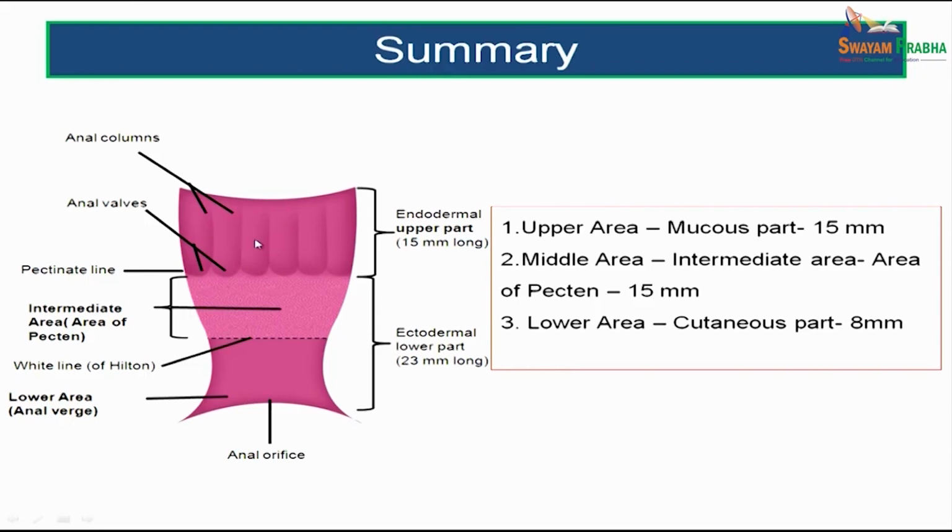This is lined by mucous membrane. Second was the middle area, or the intermediate area, or area of pecten, which was lined by mucous membrane but did not have anal columns or anal valves. The last area we studied was the lower area of the anal canal, which is the cutaneous part, lined by true skin with sweat and sebaceous glands, and there were coarse hairs present. So the pectinate line, which we described in detail, marked the junction between the embryonic hindgut and the inferior part of the anal canal, which was ectodermal in origin, developed from the embryonic proctodeum, that is the ectodermal invagination.